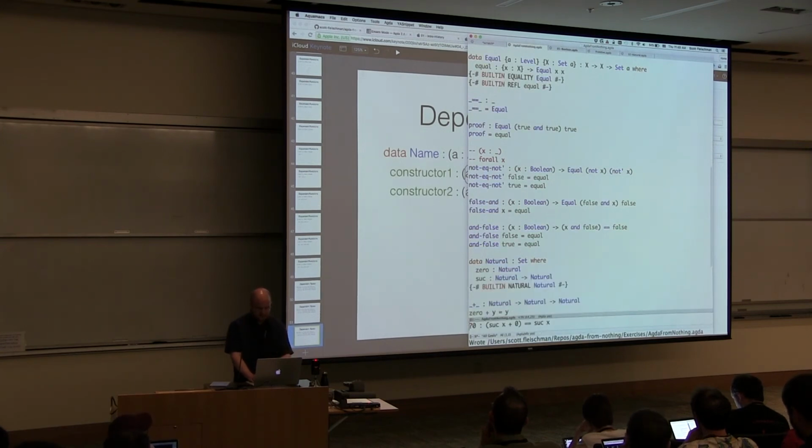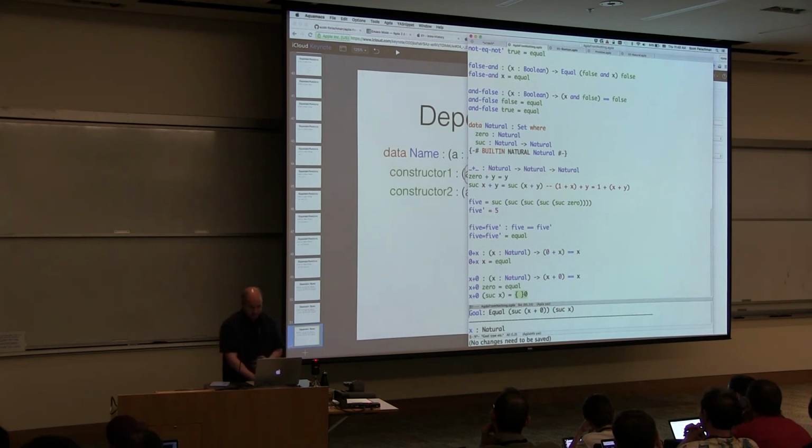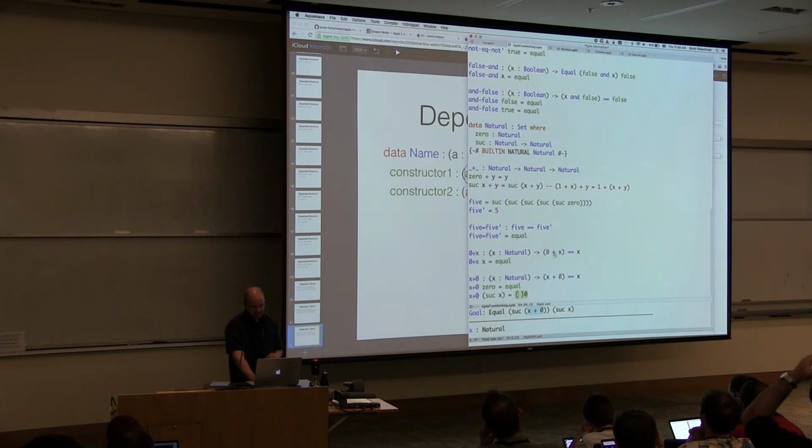I wonder if that's going to give me a problem that this one is different than that. I think it might. Okay, so if we fully normalize, we see that we have the successor of x plus 0 is equal to the successor of x. So that's not going to reduce.